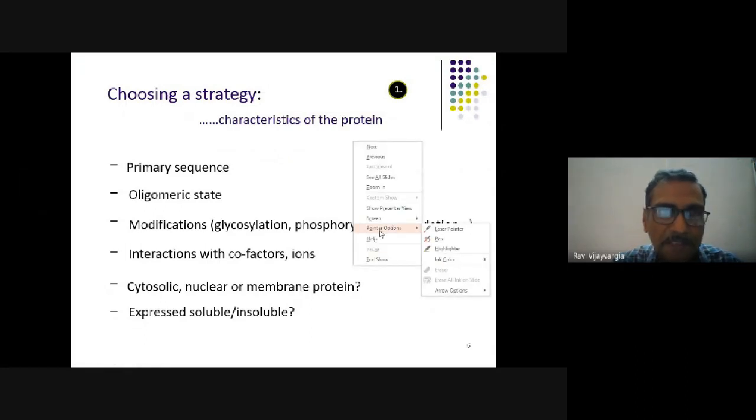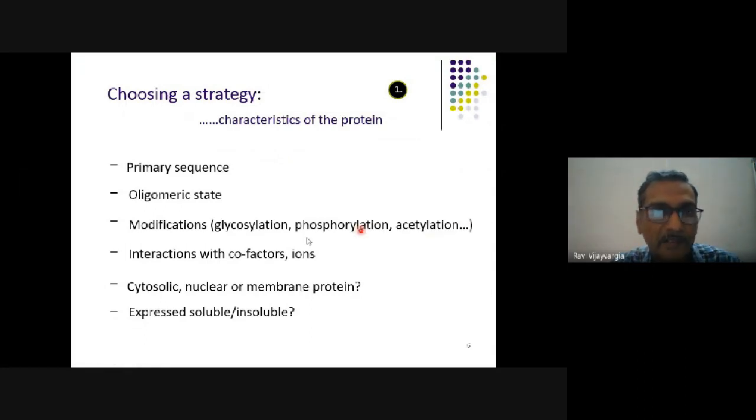if you know the sequence, that will help you to know the net charge on the protein, and whether it is hydrophilic or hydrophobic. All those things will be available to you if you know the sequence. Second is oligomeric state. If you have information whether your protein is a monomer, dimer or trimer, then also it will help you in the purification protocol.